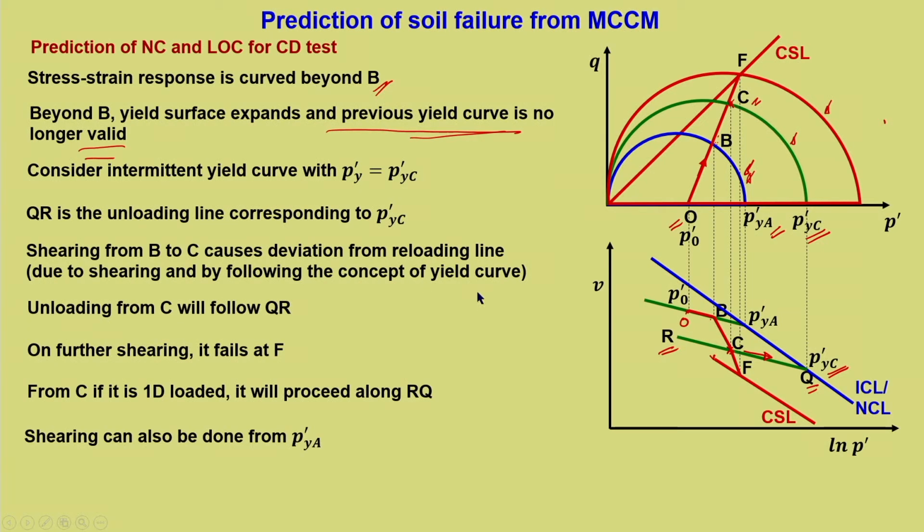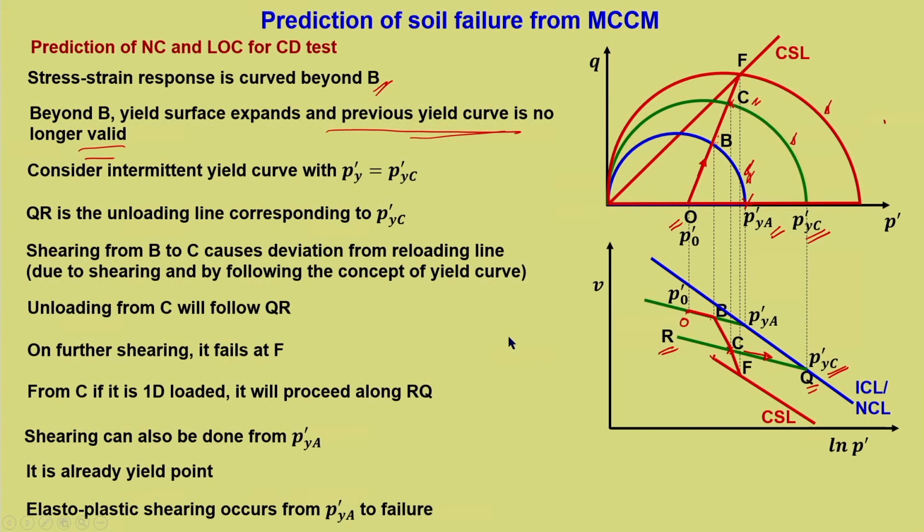Shearing can also be done from P dash by A. Now, let us say that we have followed a lightly over consolidated point at O, but one can always load without unloading. You can load from point P dash by A itself. The beauty of this point is that it has already yielded, it is already at its yield limit. So, it is already at yield point. So, elastoplastic shearing occurs from P dash by A.